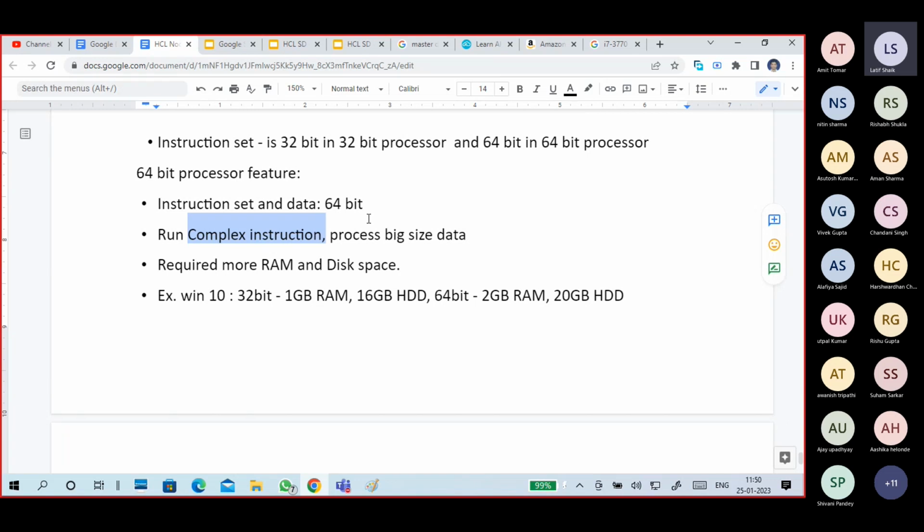Complex instructions means a lengthy instruction. So now with 64-bit we can run complex instructions. Big size data processing means one single data unit is 64 bits, so very big data also we can process very easily. But it requires more RAM capacity and more disk capacity. Comparatively, guys, take Windows 10: the minimum requirement for 32-bit is 1 GB RAM and 16 GB hard disk space. But for Windows 10 64-bit, the minimum requirement is 2 GB RAM and 20 GB hard disk.